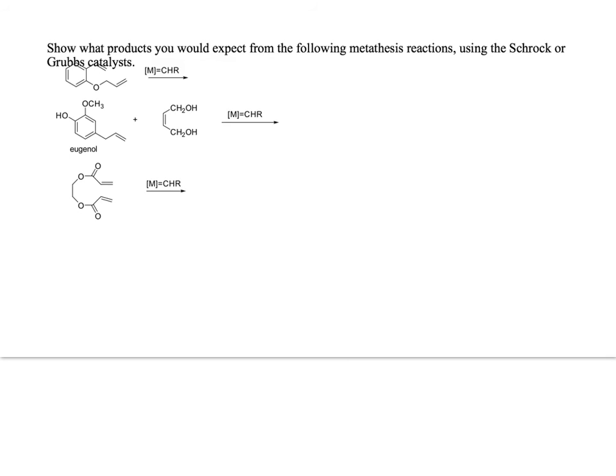Show what products you expect from the following metathesis reactions. So these are ring closure metathesis. You can see the metal with the double bond, and so these CH2s are going to come together and make ethene, and then you can count the ring closure: 1, 2, 3, 4, 5, 6-membered ring. So then when you draw the product here, here's your oxygen and your 6-membered ring.